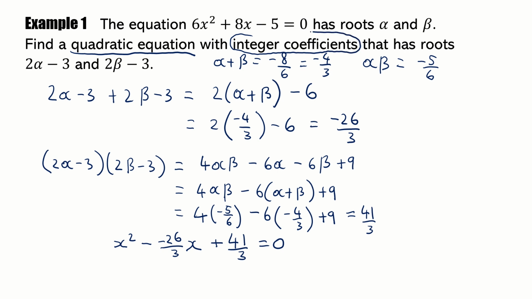However, luckily that's very easy to fix, because as we already mentioned, there are multiple different quadratics that all have the same roots as each other, but the good news is they're all just going to be multiples of each other. So all we have to do to convert this into a quadratic with integer coefficients that still has the same roots is multiply this by a number that eliminates the fractions. In this case, we just have to multiply everything by 3, meaning the final answer is 3x squared plus 26x plus 41 equals 0.